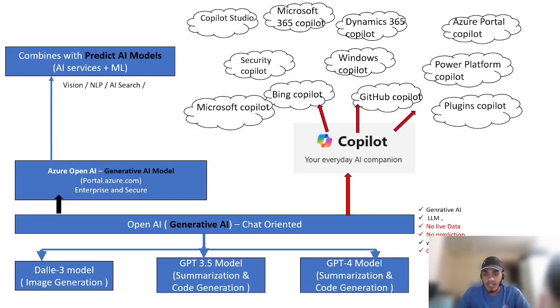Right on my screen here, I have a small flow diagram that I created specifically for this video. Generative AI covers GPT 3.5 models and GPT 4 models, which are essentially summarization and code generation models. You also have the DALL-E model, which is concerned with generating images based on the given user prompt. All of these GPT models come under the outline of generative AI, and these are developed by the OpenAI organization.